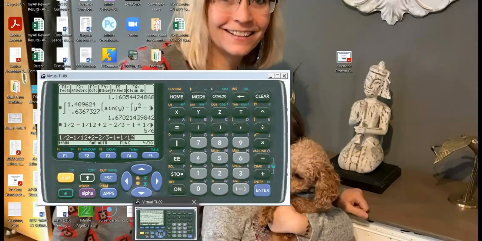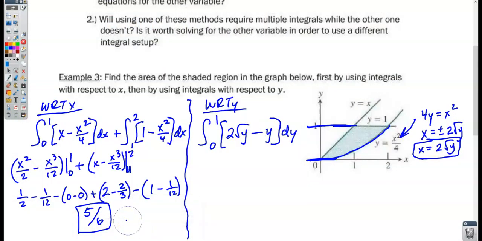I'm going to go ahead and clear off my calculator. Whoa, pause here for a second and clear.